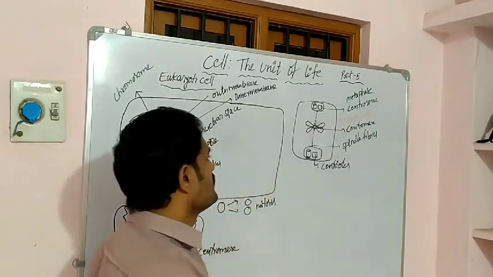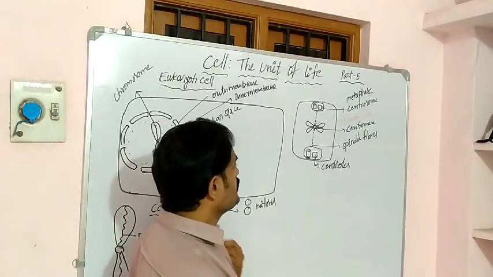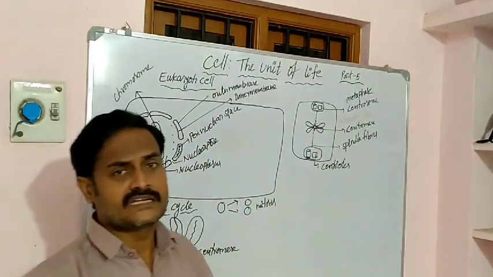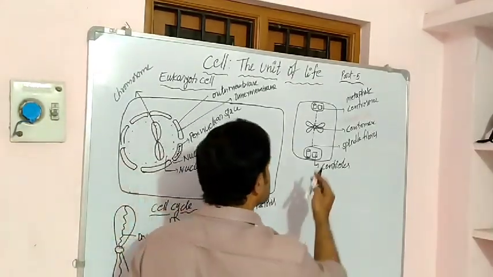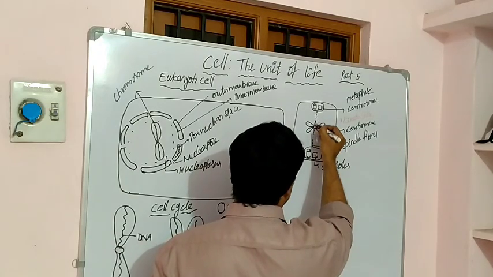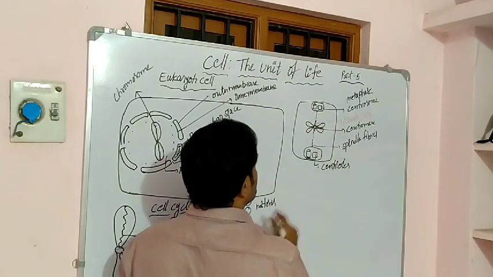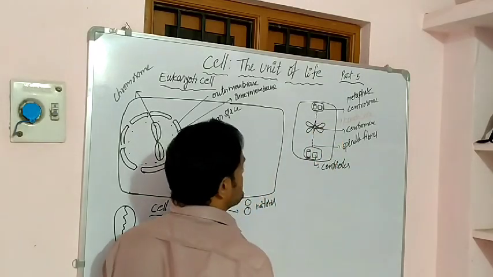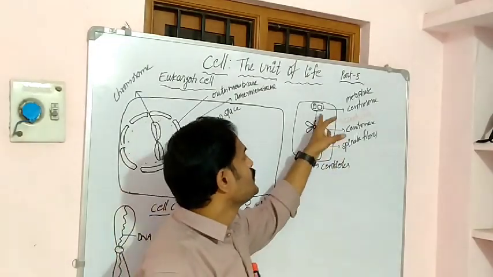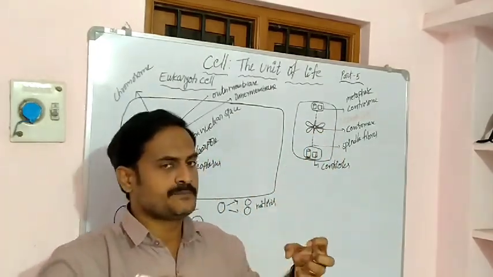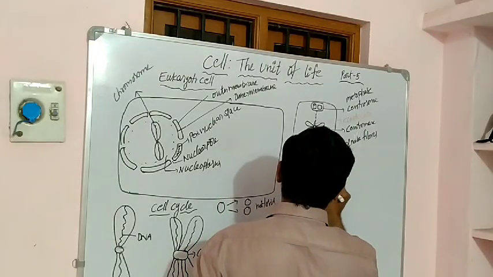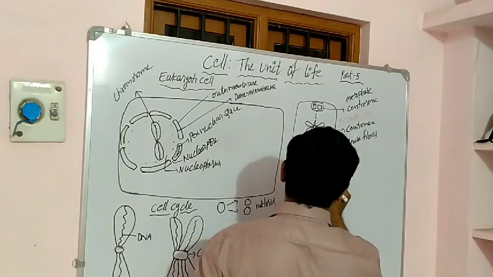Above and below the centromere there are two small ball-like arrangements. Those ball-like arrangements are called kinetochores. So these fibers are attached to the kinetochore on both sides. Then these spindle fibers pull the chromosomes toward the opposite poles, like this. They pull the chromosomes.